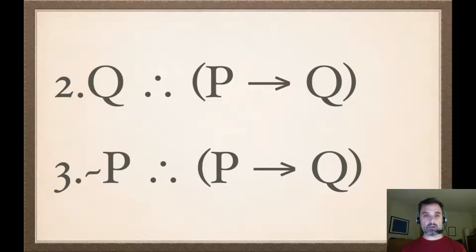So these two arguments, Q, therefore P arrow Q, and not P, therefore P arrow Q, are both valid in our system. If either has a true premise, then that one has a true conclusion. And this is what characterizes the conditional as the material conditional, as I'm going to explain. And the conditional in English does not work like this, as we'll see.